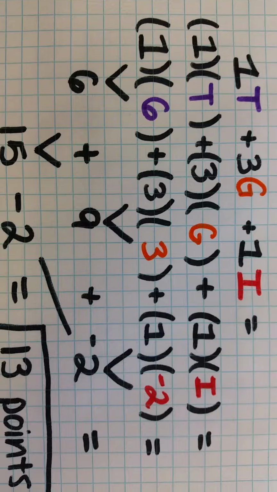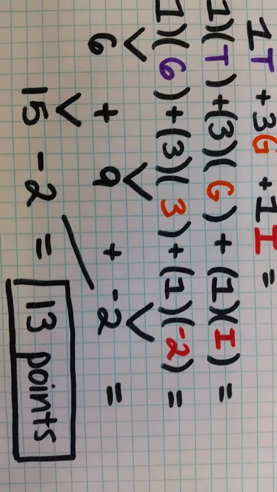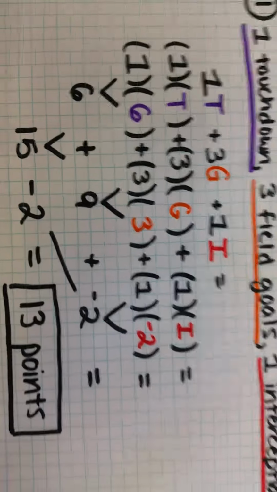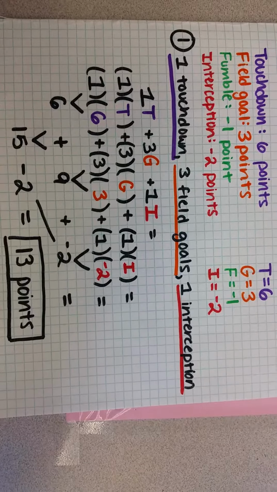6 plus 9 is 15, plus -2, or 15 minus 2, gives us a total of 13 points. And that's how we used variables to solve this equation.